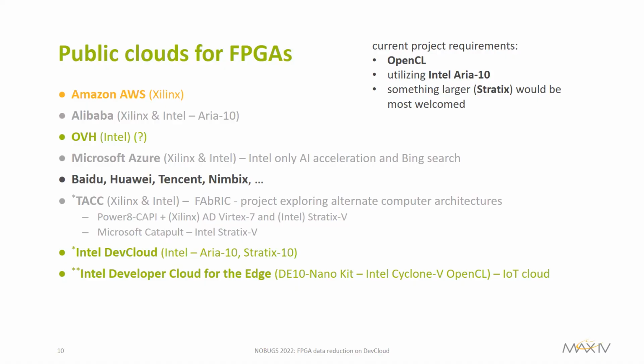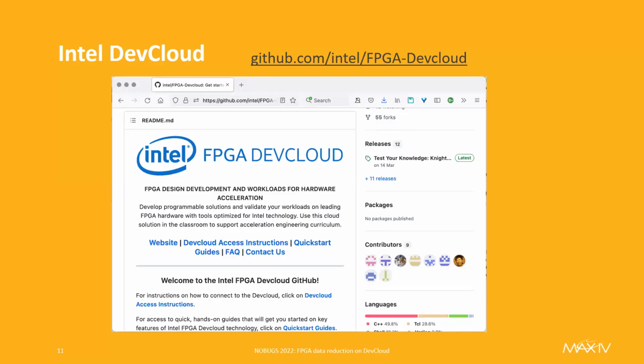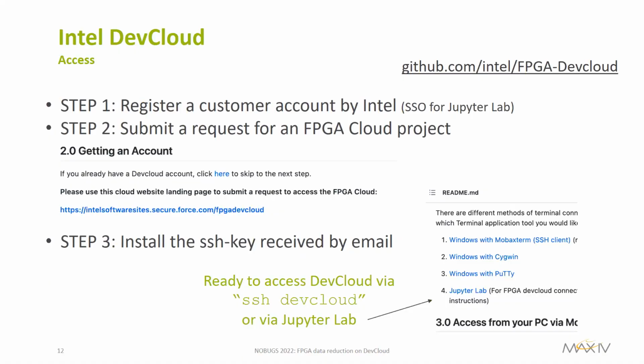So let's go to Intel DevCloud. And when I land on the Intel DevCloud page, the one from Intel, I'm always unhappy because I feel bad that I cannot find what I need. But the best way to get there is simply over GitHub. Go on GitHub to Intel FPGA DevCloud. They have external documentation there, plus instructions on how to do it. Yeah, you need to register as a customer.